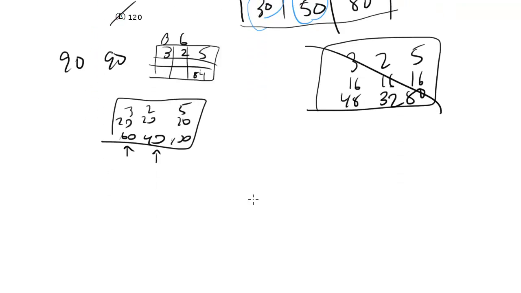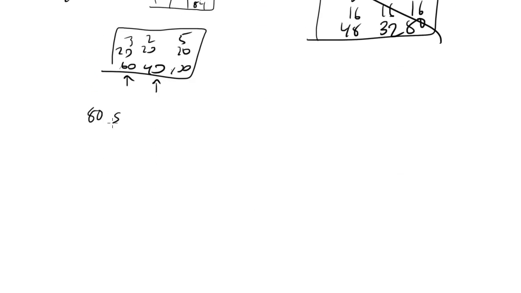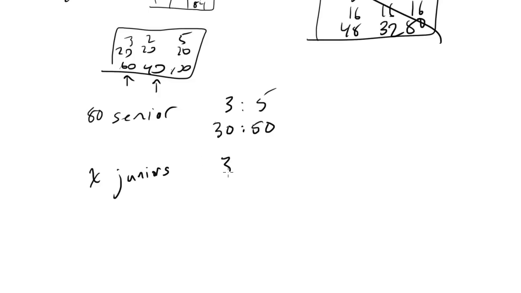Well, notice again, there are 80 seniors with a 3-to-5 ratio. In this case, as we figured out, it already turns out to be a 30-to-50 ratio of boys to girls. So we have that ratio. We need to figure out how many juniors we need. So we need X juniors at a 3 to 2 ratio. That will get me more boys than girls, 20 more boys than girls, so that will even it out.